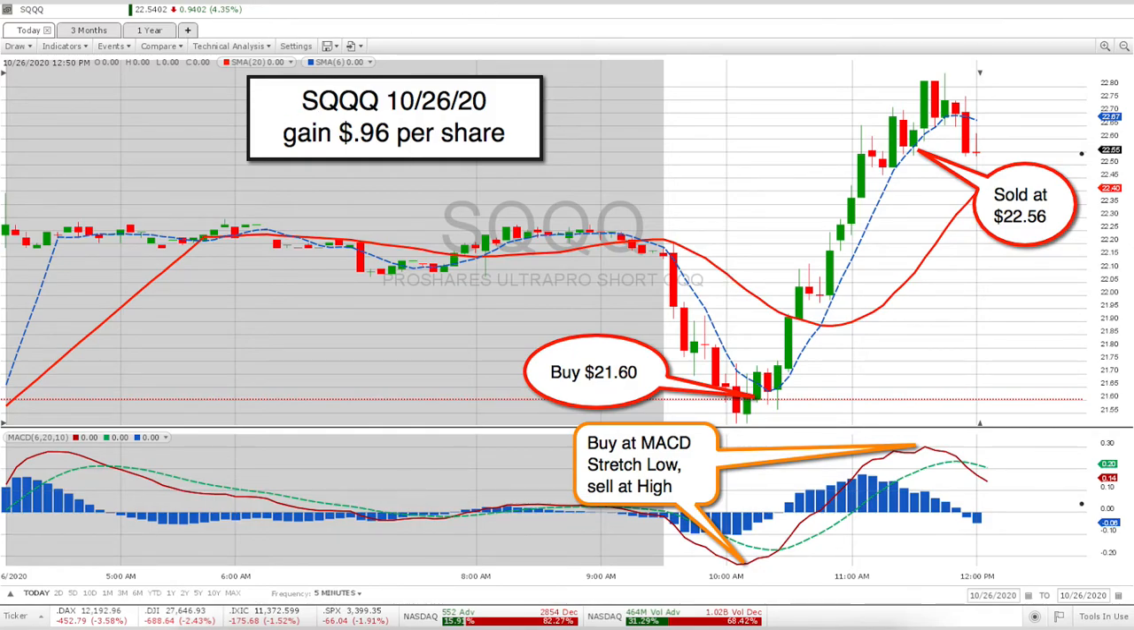And by the way, just for your information, we did trade the SDS, which is the double short of the S&P 500 or the SPY, and we made a few hundred dollars on that one too. So altogether, we made $1,200. Not bad for a morning trade.